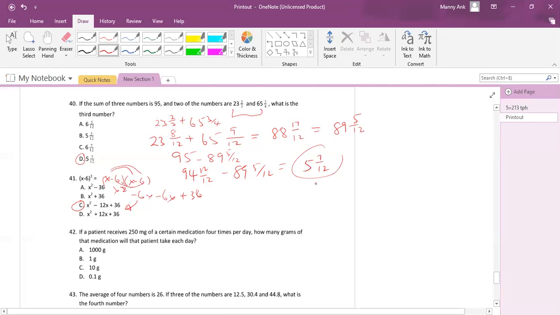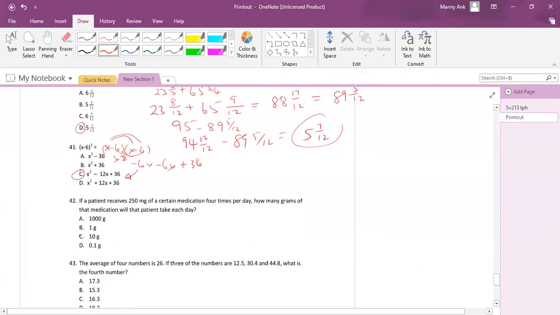And then 42, the answer is 1 gram. So the person should take 250 milligrams 4 times a day. It means for a day, the person will be using 250 times 4. So that will give us 1,000 milligrams per day. But you want the answer in grams. So remember that 1 gram is the same as 1,000 milligrams, right? The conversion units.